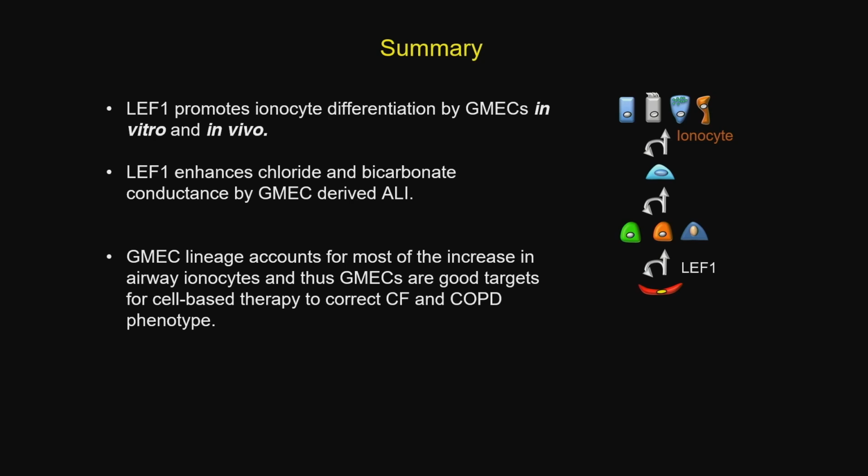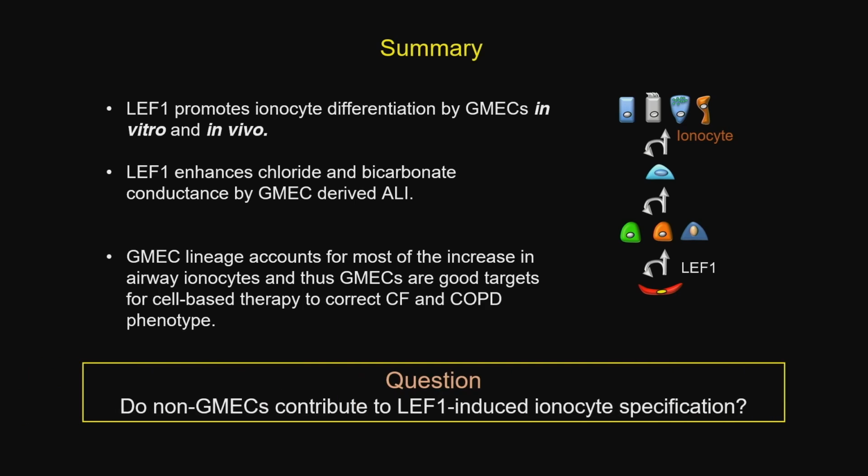All right, now there is a question. What about the other non-myoepithelial cell types in the submucosal glands? We have different cell types. We have serous, we have mucus, we have some other progenitors. Do they contribute to the LIF1-induced ionocyte specification?